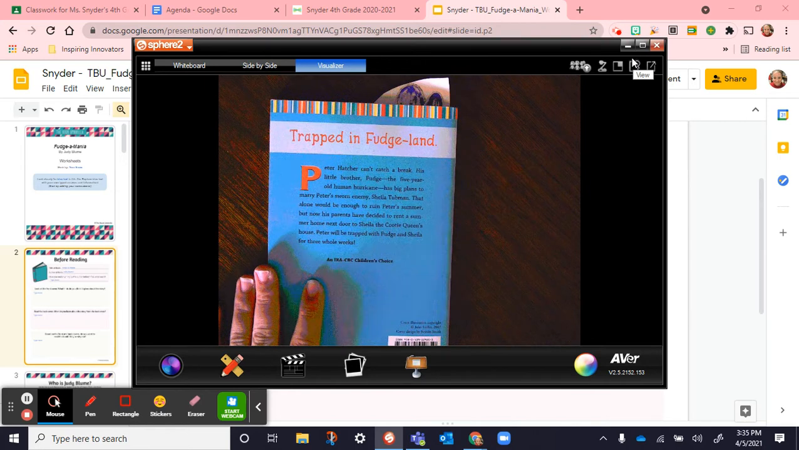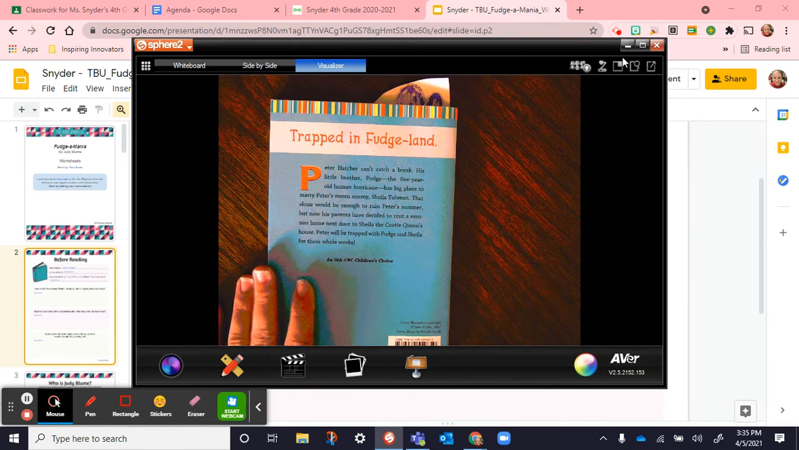The back cover says Peter Hatcher can't catch a break. His little brother Fudge, the 5-year-old human hurricane, has big plans to marry Peter's sworn enemy, Sheila Tubman. That alone would be enough to ruin Peter's summer. But now his parents have decided to rent a summer home next door to Sheila, the Cootie Queen's house. Peter will be trapped with Fudge and Sheila for 3 whole weeks.